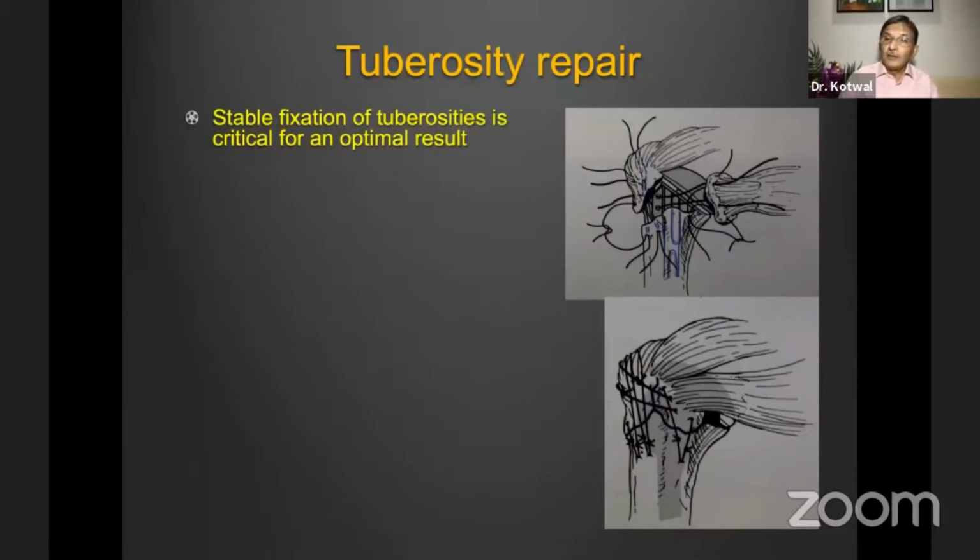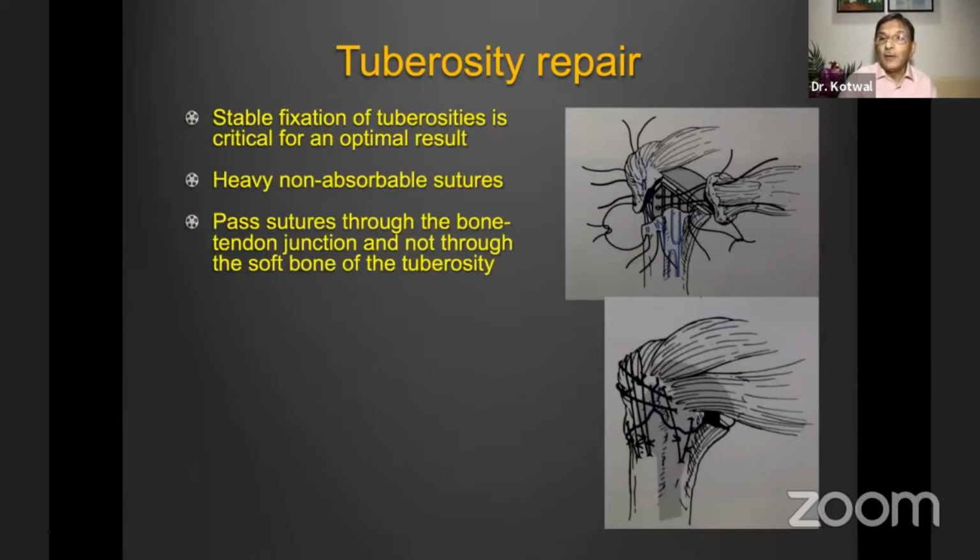Another important point is tuberosity repair. This is important whether you are doing an internal fixation by a plate or screws, or even doing an arthroplasty. It requires a stable fixation for optimal results. One has to use heavy non-absorbable sutures. Avoid using wire sutures, because they sometimes may break.